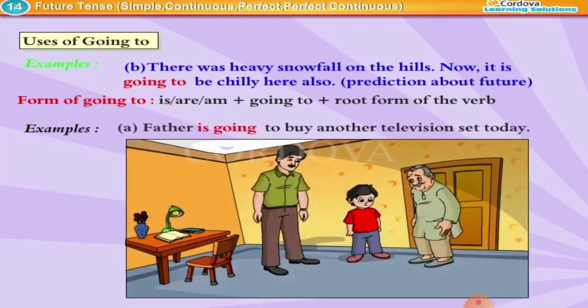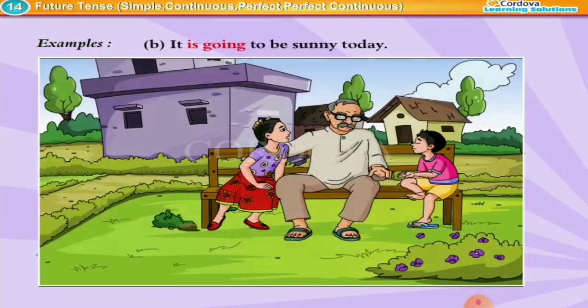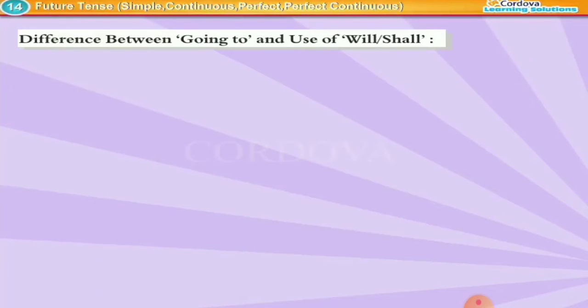Examples: Father is going to buy another television set today. It is going to be sunny today. Difference between going to and use of will, shall.